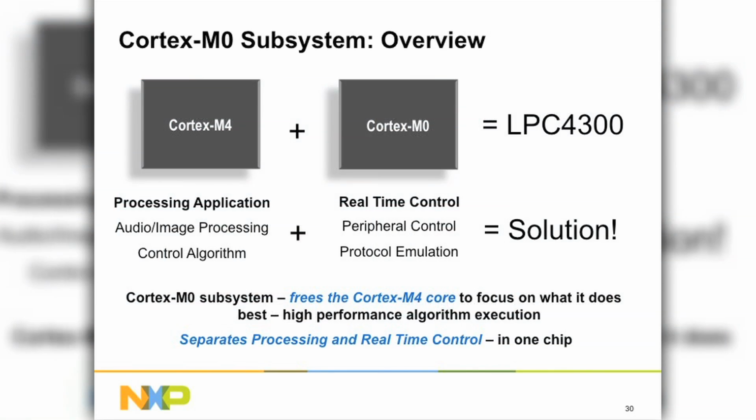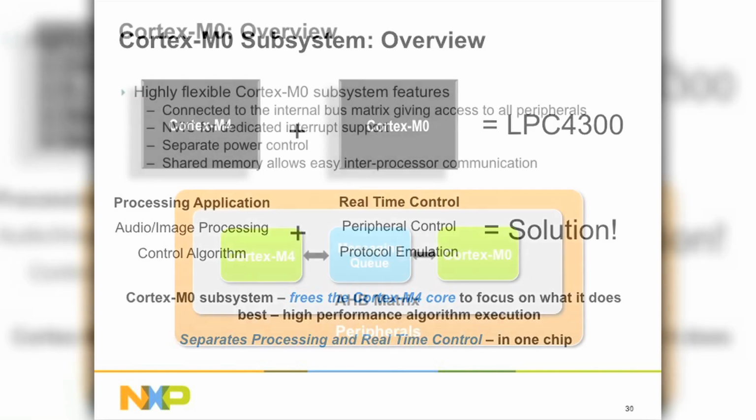And I've already actually talked through that slide, but basically it frees up the M4 core to do signal processing or high performance operations, and it makes it easy by separating your real time from your control code. Any questions? I have a couple more slides on dual core.